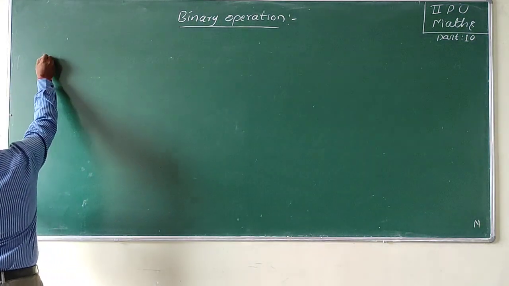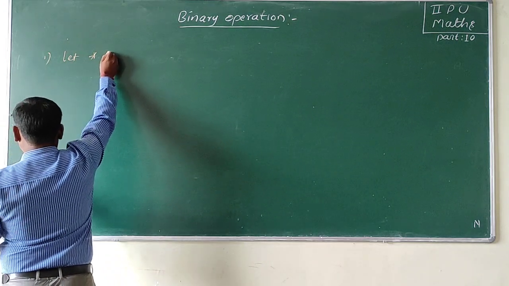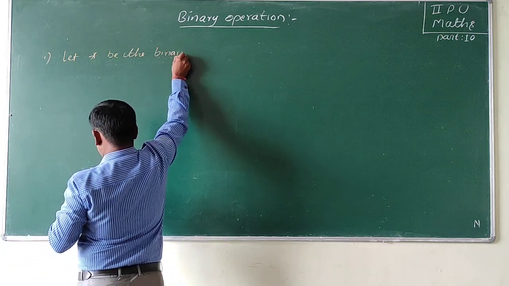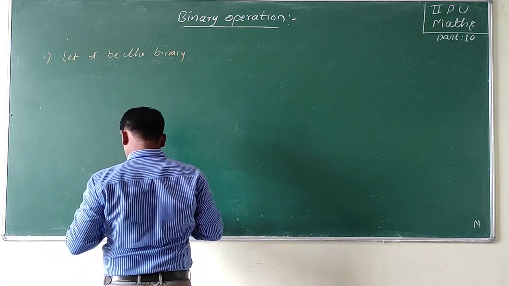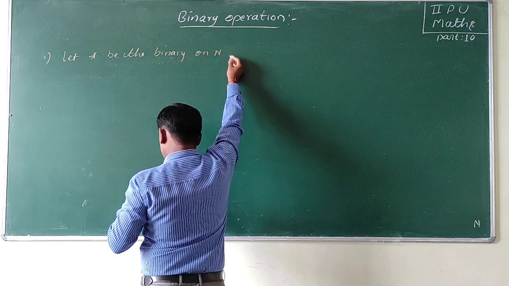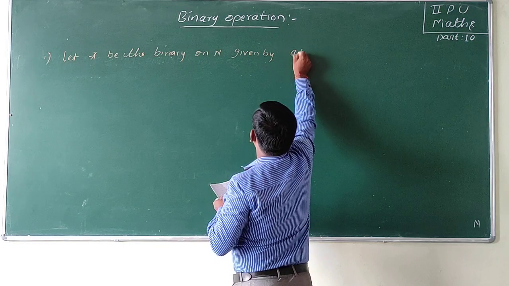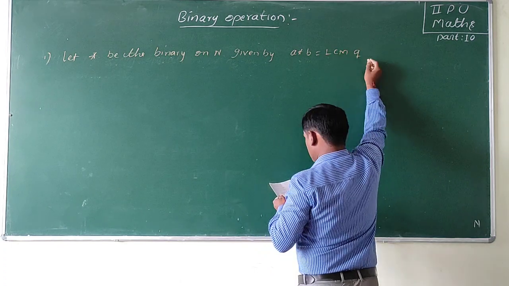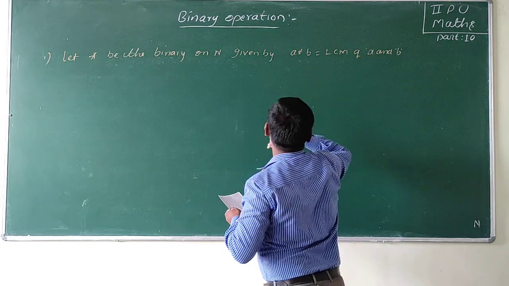Take the first question. Let star be the binary operation on N given by A star B is equal to LCM of A and B. Find 5 star 7.